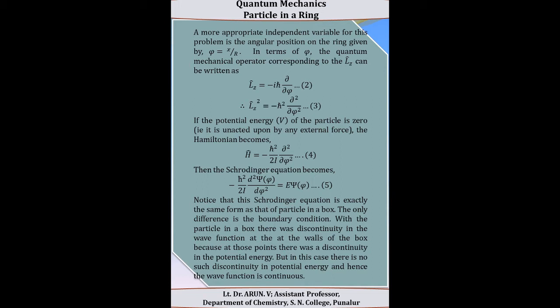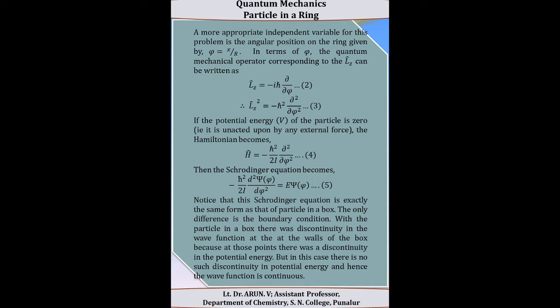Then the Schrodinger equation becomes minus h cross square divided by 2I into dou square psi phi by dou phi square equal to E into psi phi. Notice that this Schrodinger equation is exactly in the same form as that of a particle in a box model. Here the only difference is in the boundary condition.